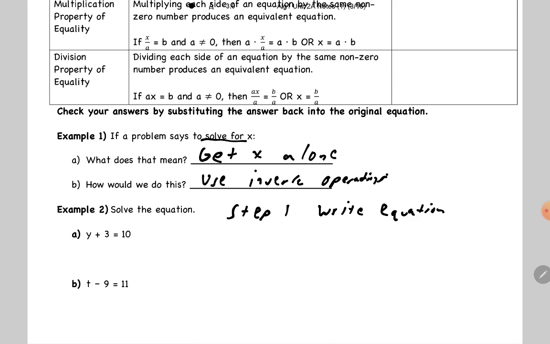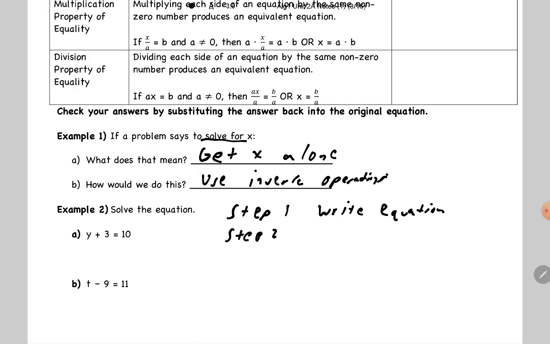Y plus 3 equals 10. Okay. So step 2, we need to get y alone. Okay. So in this one, we're going to get y alone. How do we do that? So we're going to use inverse operations.